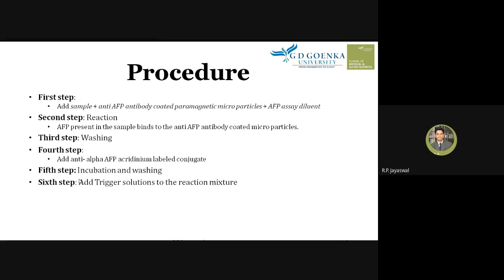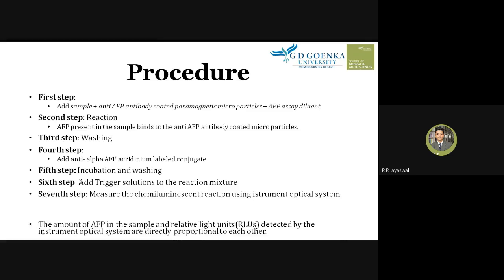The sixth step is that we add trigger solution to the reaction mixture. The trigger solution is something which helps the production of the light. Okay, and then after that, the seventh step is that we measure the chemiluminescence reaction using the instrument's optical system. Okay, using the optical system, right?